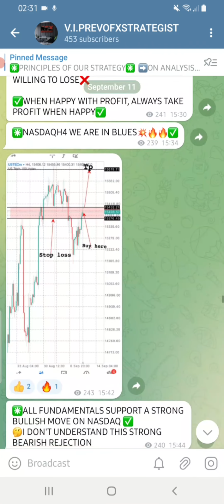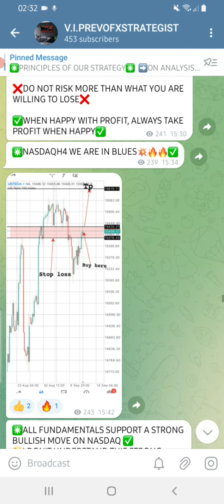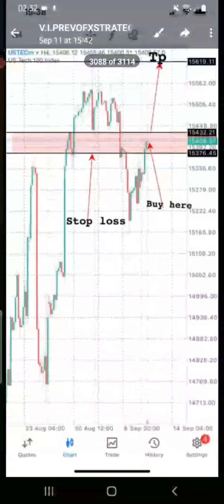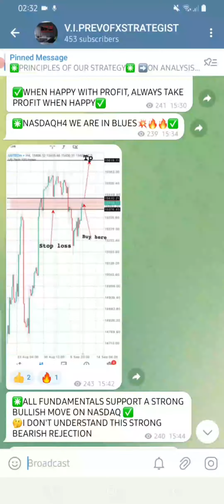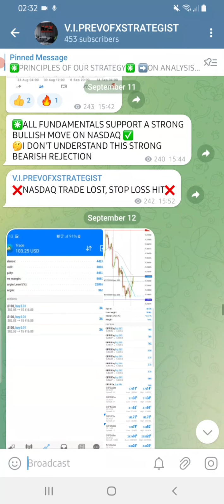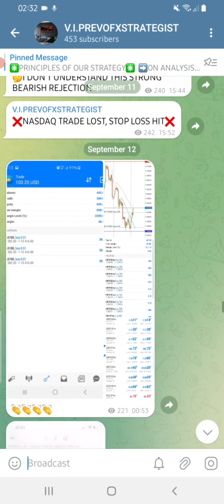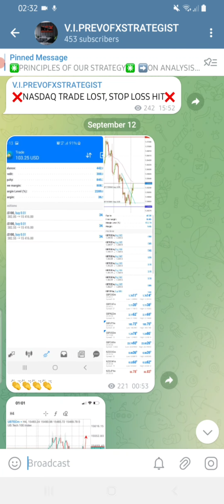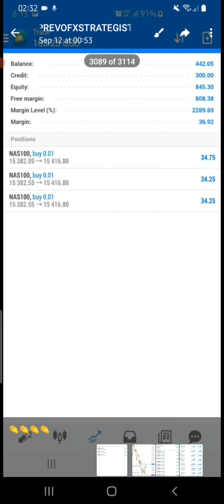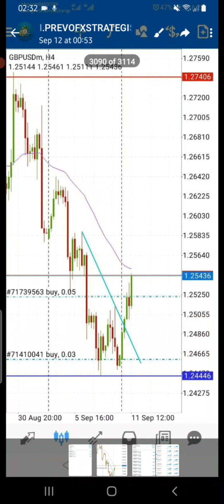So you can see it went a little bit into profit before retracing. That was because of the fundamentals. When the fundamentals came, it took it all the way to hit our stop loss, and then it shot all the way up. And as you can see now, these are the students. They made a re-entry and made a profit there.